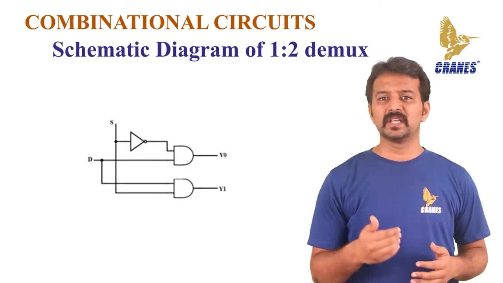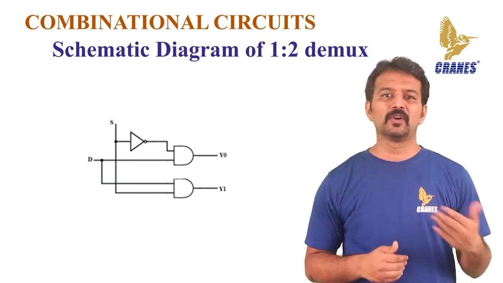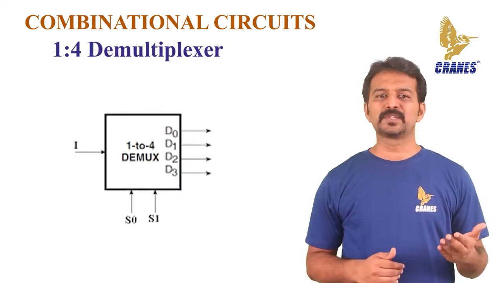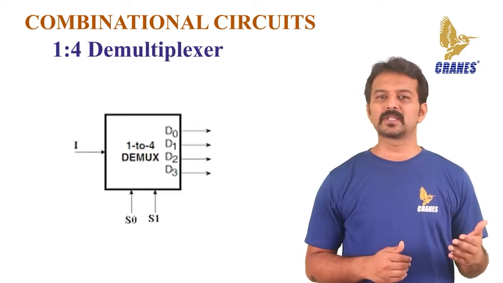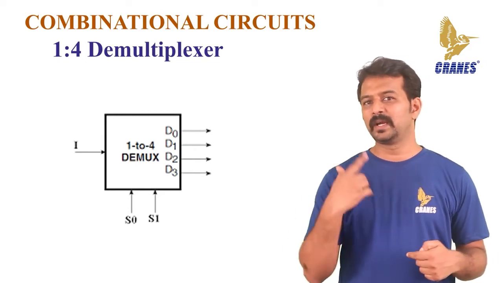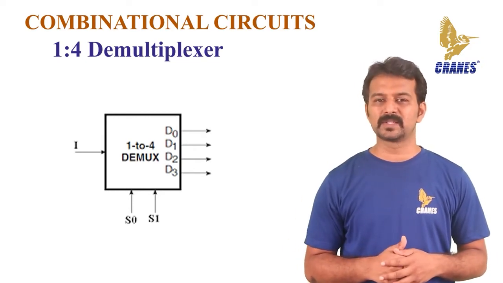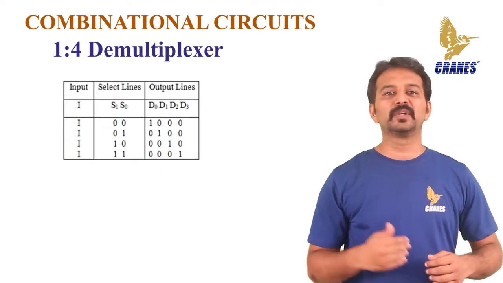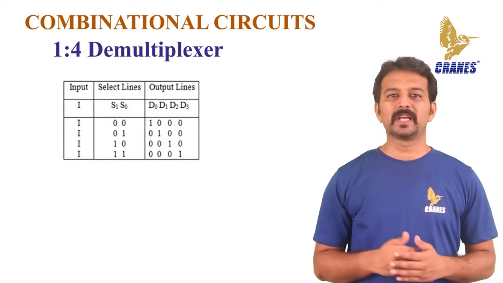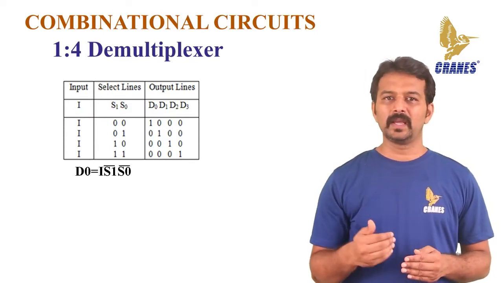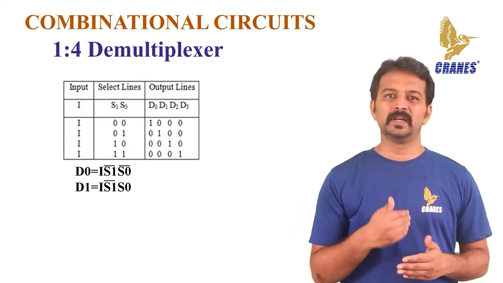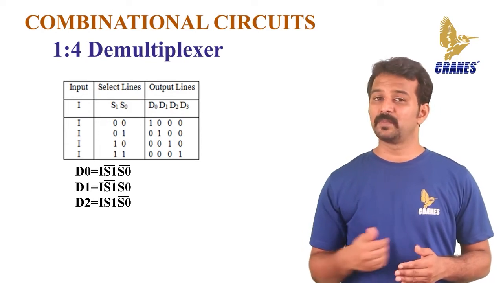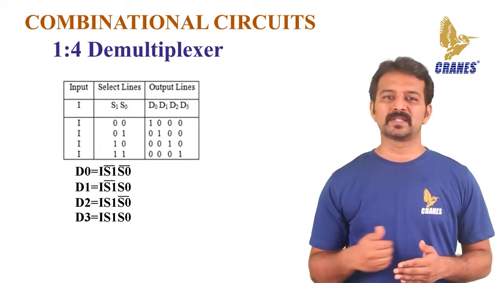Demultiplexers need AND gates equal to the number of output channels and NOT gates equal to the number of control signals. Let's see a 1:4 demux. A 1:4 demux consists of one input line and 4 outputs, and it requires 2 select or control lines to make the selection. The truth table of a 1:4 demux can be seen. According to the truth table, the output expressions are D0 equals I S1 bar S0 bar, D1 is I S1 bar S0, D2 is I S1 S0 bar, D3 is I S1 S0.